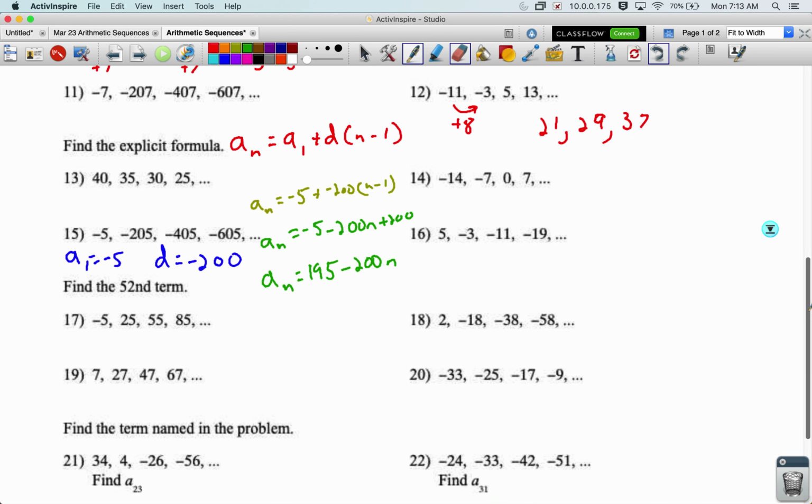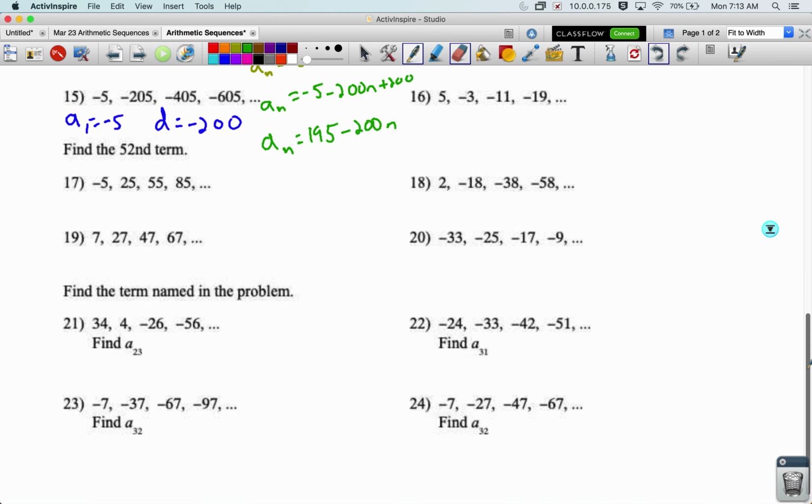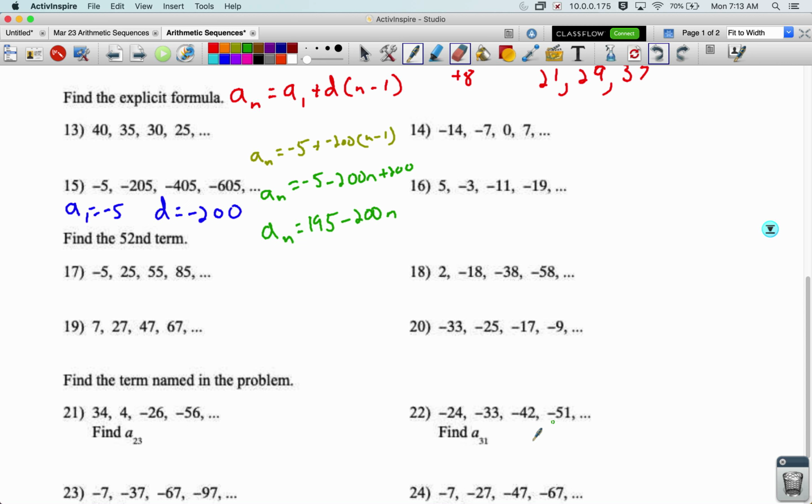All right, find the 52nd term. So for these ones, we want to write that formula and then use that formula. Let's try problem 18. So for 18, I'm going to start writing the formula up here. A sub n equals our first term, 2, plus our common difference. It looks like we're subtracting 20 each time, so negative 20 times n minus 1.